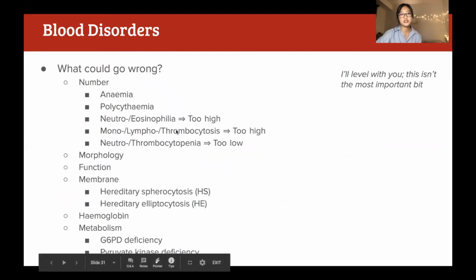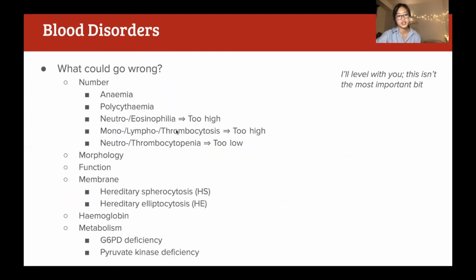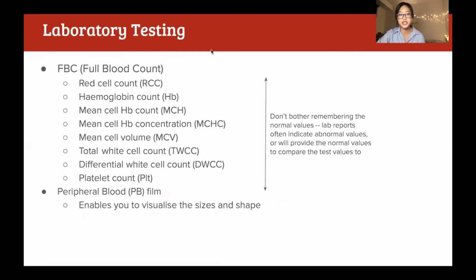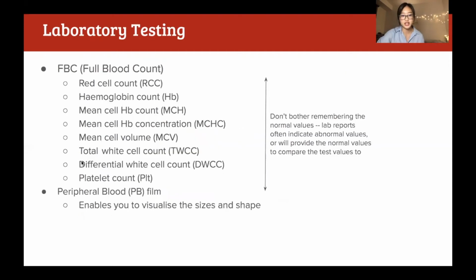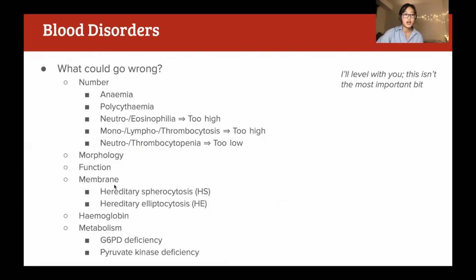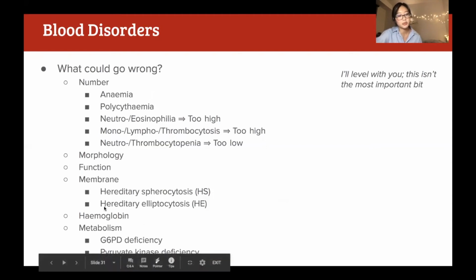And last but not least, this part is really not super important. Just know that there are a whole number of things that can go wrong with your blood, such as the number of blood cells, which again can be detected in this full blood count panel. You could detect abnormalities in the number of cells, morphology of the cells, basically the shape and the size, which can be detected in the peripheral blood film. You can have the functionality of the cells also being kind of abnormal. You can have the membranes being a bit off also. You can have hemoglobin dysfunctions.